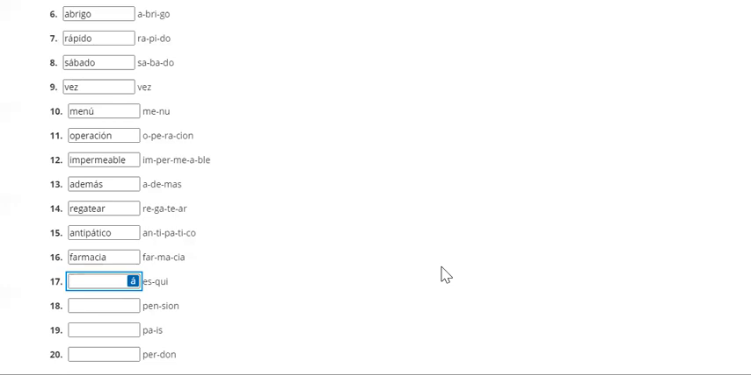Okay, esquí, esquí. The stress is on the last syllable there. But where should it be? It ends in a vowel, so it should be on the ES, but it's not. So we are going to show that with an accent mark. I don't know how well you can see it. I can barely see it on my screen, but there is an accent mark on that I here. So E-S-Q-U-I with an accent.